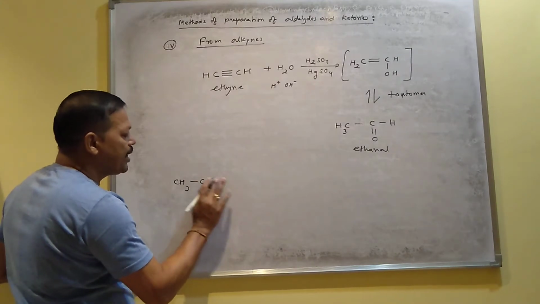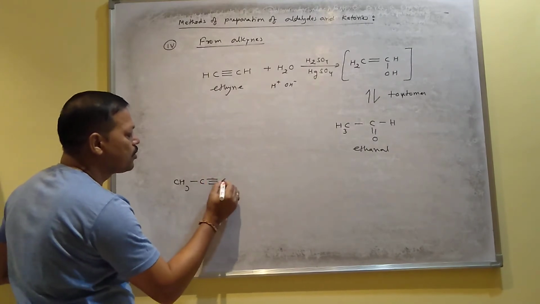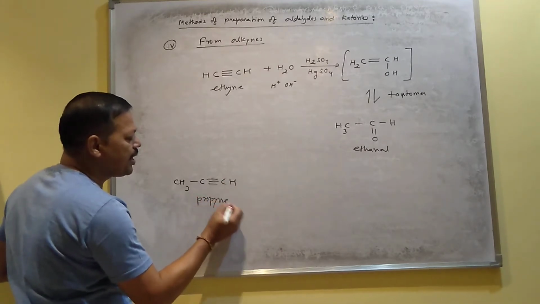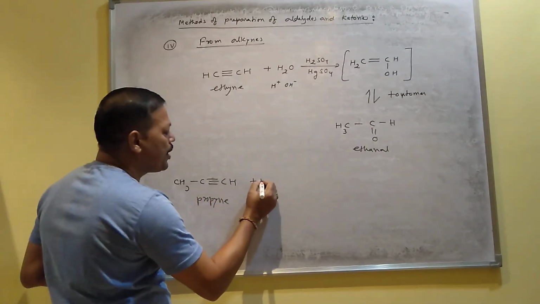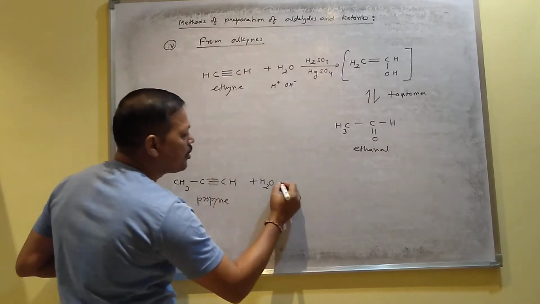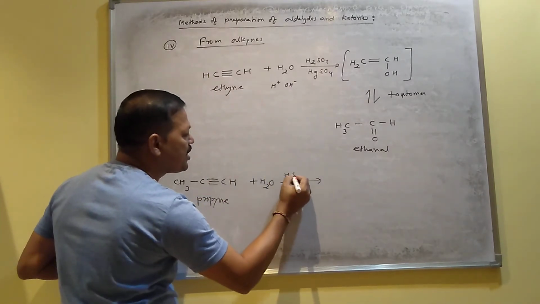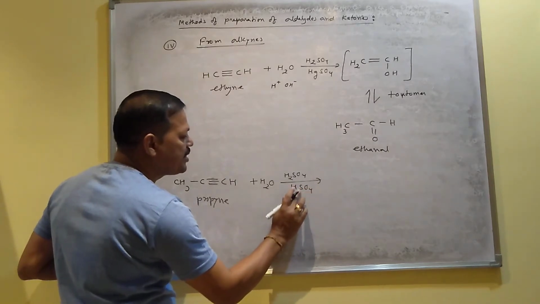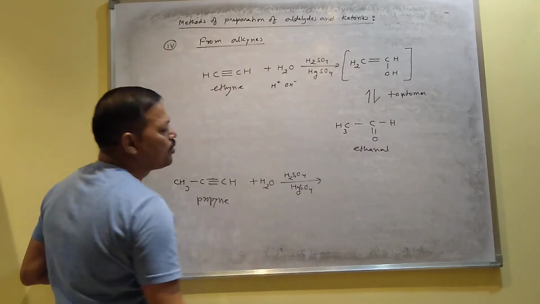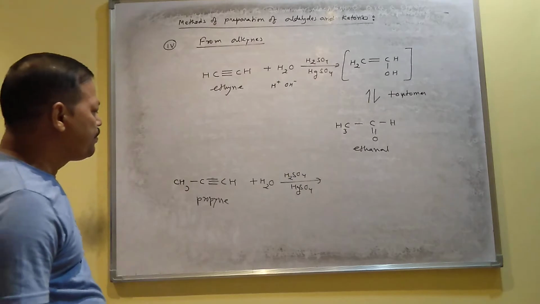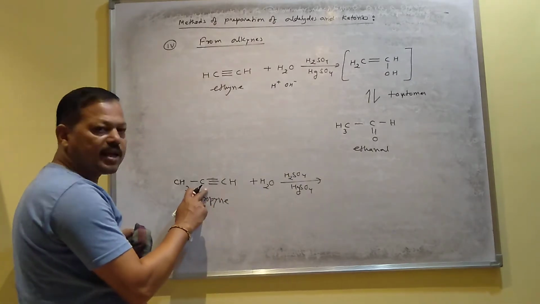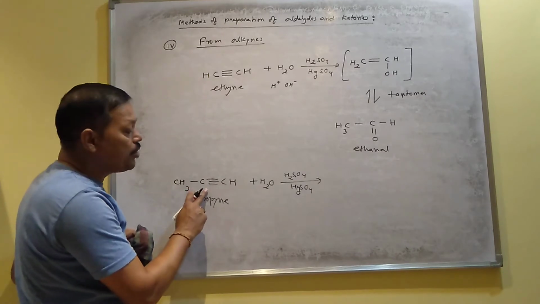This is one of the alkynes which is called propyne, an unsymmetrical alkyne. When you apply water in this way in presence of sulfuric acid H2SO4 and HgSO4, sulfuric acid and mercurous sulfate, then here also it produces H plus and OH minus, but since it is unsymmetrical, Markovnikov rule you have to apply.